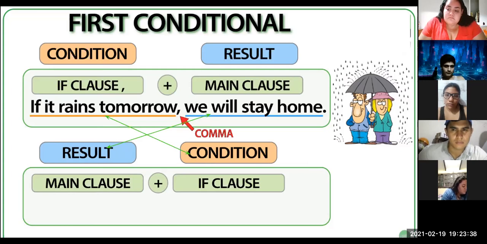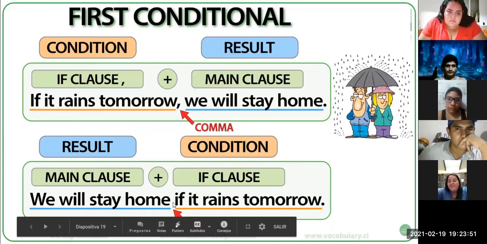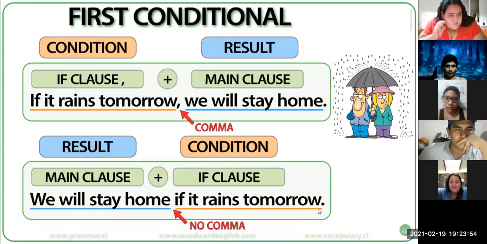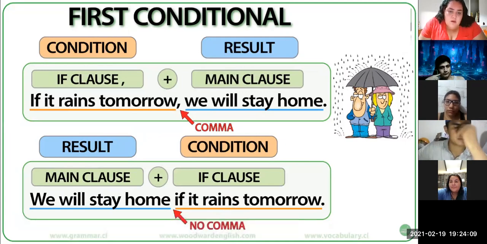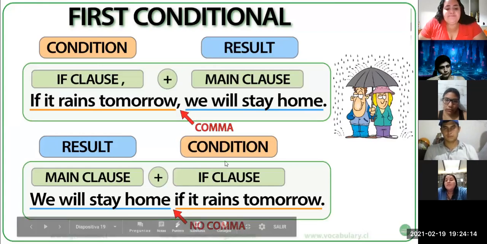Teacher, yes. We will stay home tomorrow if it rains. Yes, very good. We will stay home tomorrow if it rains, right? We will stay home if it rains tomorrow, también podríamos decir. So as you can see, we have will and stay in the result, and we have the present simple here in the condition, okay? And don't forget that we don't need a comma when we place the result at the beginning, okay? Let's see another one.